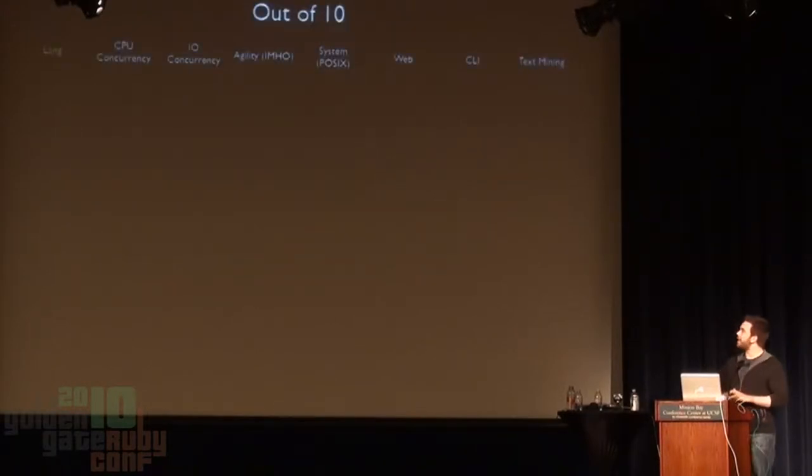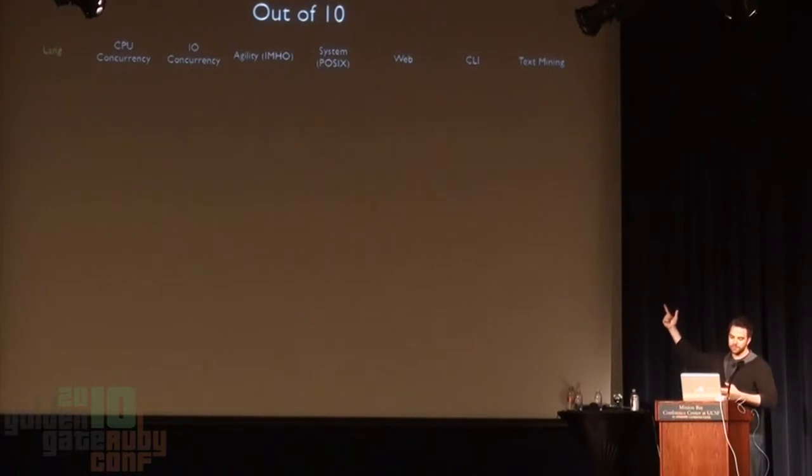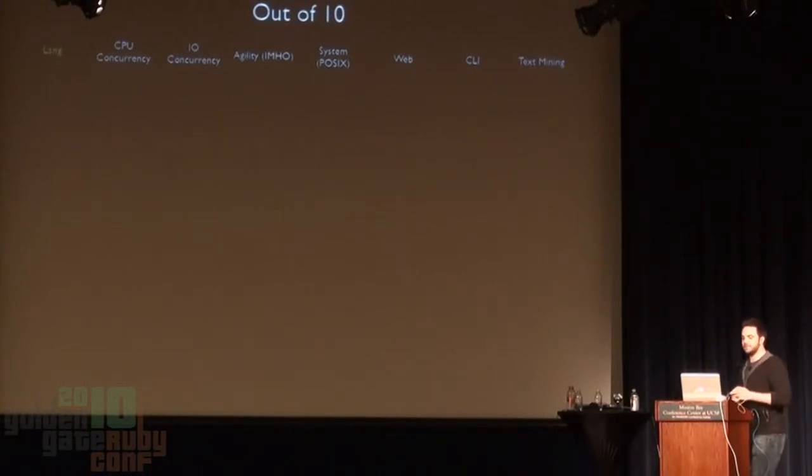Let's break this down. Now, I tried to fit this and get a big enough font, so can everybody see okay? Or let me read these off real quick. First cell is language, CPU concurrency, IO concurrency, agility, IMHO, systems, as in POSIX systems, web, CLI, and text mining. I threw that one in at the end because that was for one of the languages.